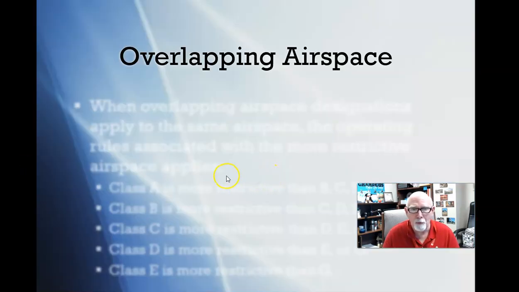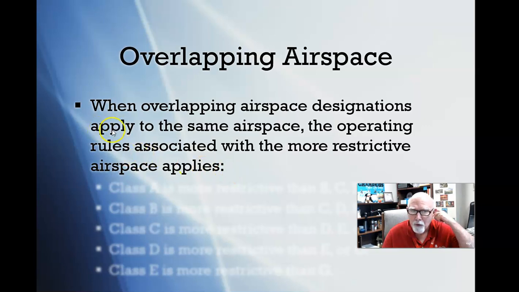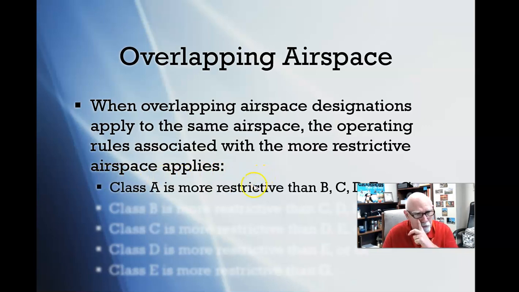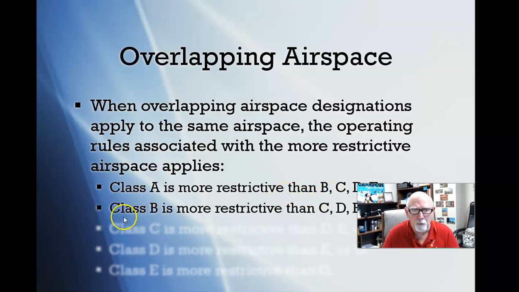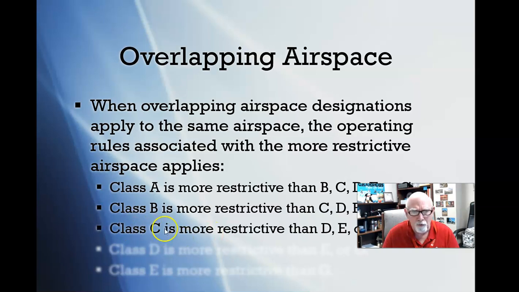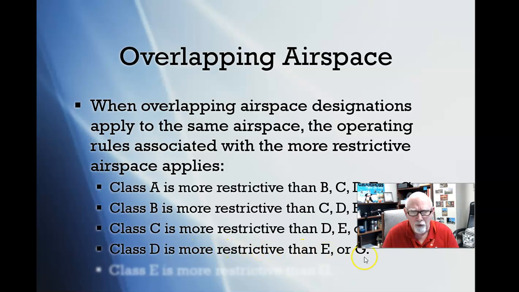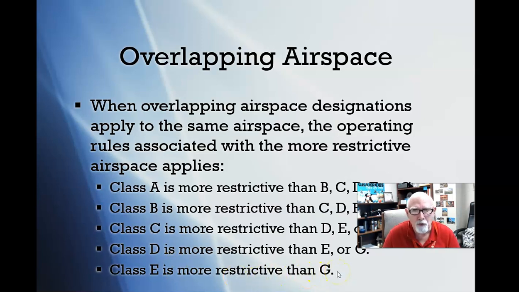Okay, with any overlapping airspace, the operating rules associated with the more restrictive airspace apply. So Class A is more restrictive than B, C, D, or E, so it will take precedence. Class B is more restrictive than C, D, E, or G, so it, in fact, will take precedence. Class C is more restrictive than these, and it would take precedence. Class D would take precedence if you're talking to a tower. And Class C is more restrictive than your uncontrolled airspace, Class G.